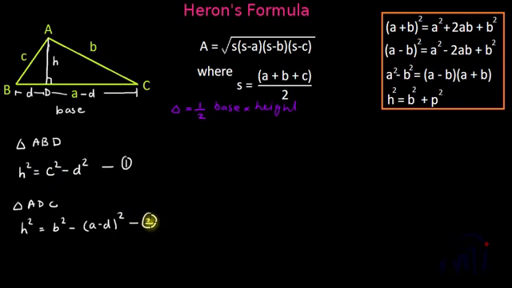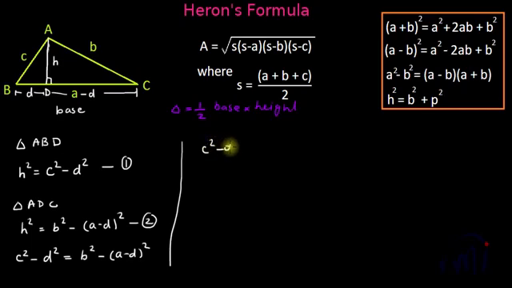From equation number 1 and equation number 2, I can write c square minus d square is equal to b square minus (a minus d) whole square, because both of them represent the value of h square. So from here it is very clear that if we want to find the value of h, we have to know the value of d first.